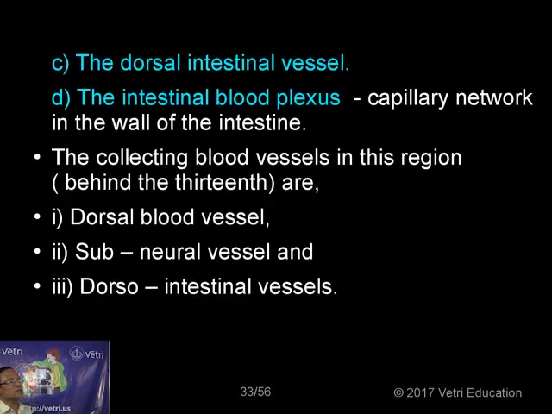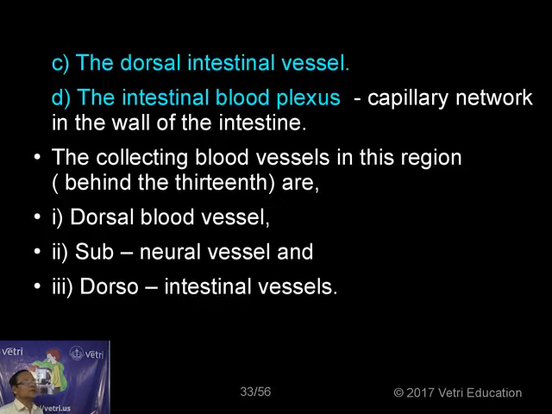Now the collecting blood vessels in this region are the dorsal blood vessel, the subneural vessel, and the dorsal intestinal vessel. We have the commissural vessels connecting the subneural vessel to the dorsal blood vessel. Then we have the dorsal intestinal vessel. Sorry, I made a mistake: the dorsal intestinal vessel is a collecting blood vessel. And we have a plexus formed by the intestinal blood vessels, called the intestinal blood plexus. This is nothing but a network of capillaries formed on the wall of the intestine.